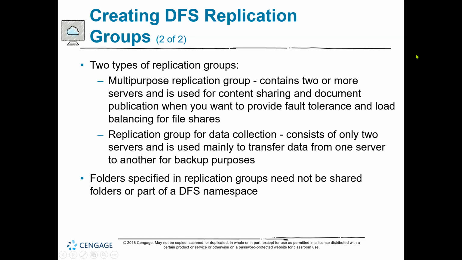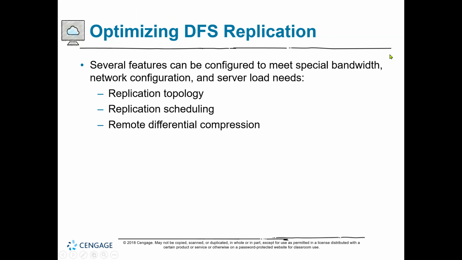2 types of replication groups. A multipurpose replication group contains 2 or more servers and is used for content sharing and document publication when you want to provide fault tolerance and load balancing for file shares. A replication group for data collection consists of only 2 servers and is used mainly to transfer data from one server to another for backup purposes. Folders specified in replication groups need not be shared folders or part of a DFS namespace.